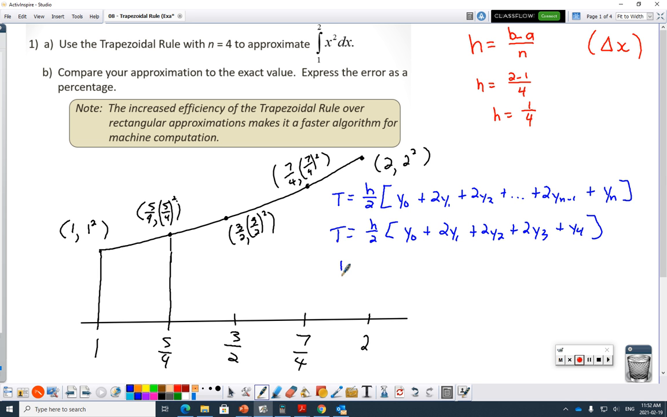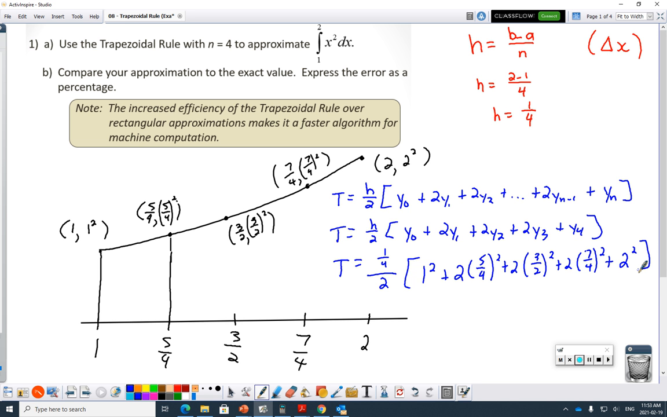Now I can actually fill in the numbers. h was 1/4. I'm going to divide that by 2. y0 was 1 squared, then 2 times 5/4 squared. I forgot the 2 there. Oh, I thought my computer was going to hitch there, but it decided not to. Plus 2 times 3/2 squared plus 2 times 7/4 squared plus, oh, not 2, the last one's not 2. The last one's just 2 squared. And those are just the y values that I've subbed in.